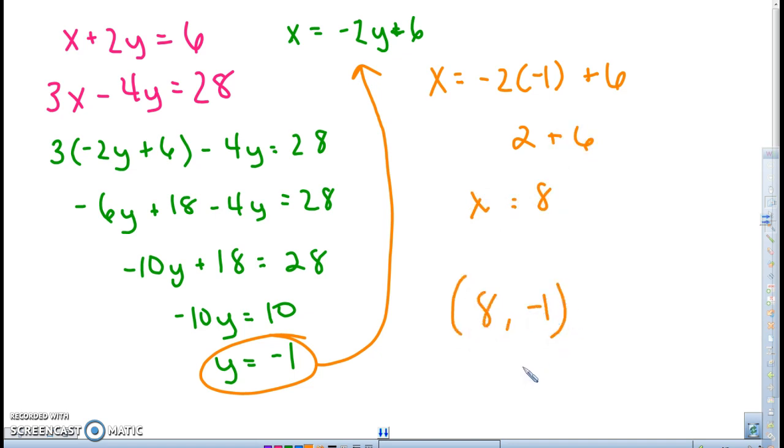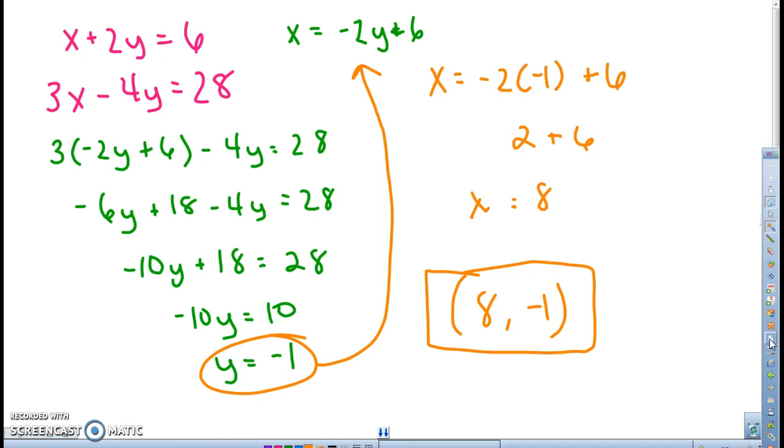So our final answer should be 8, -1. Okay? Make sure your work checks out like mine. And I know that this is a lot of work to be showing. I understand that. But notice I am showing all of my work. That way I can get partial credit on quizzes, tests, whatever. Okay?